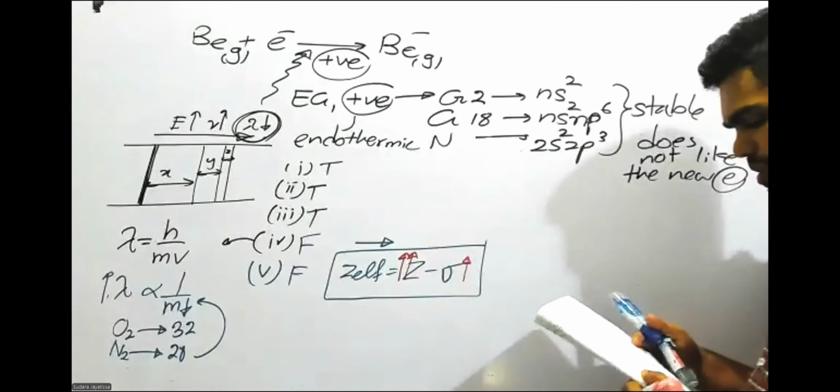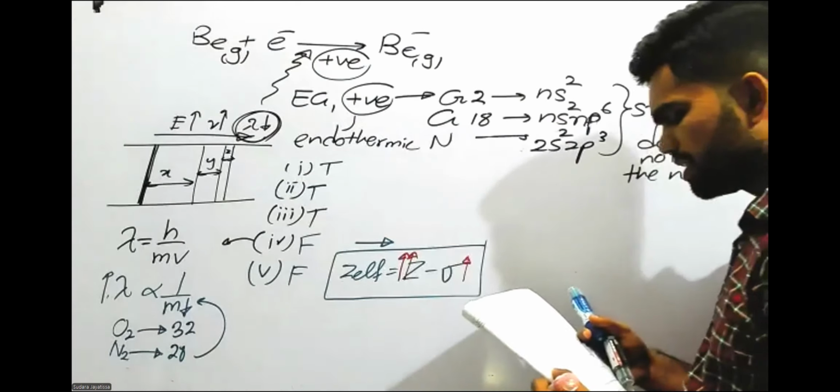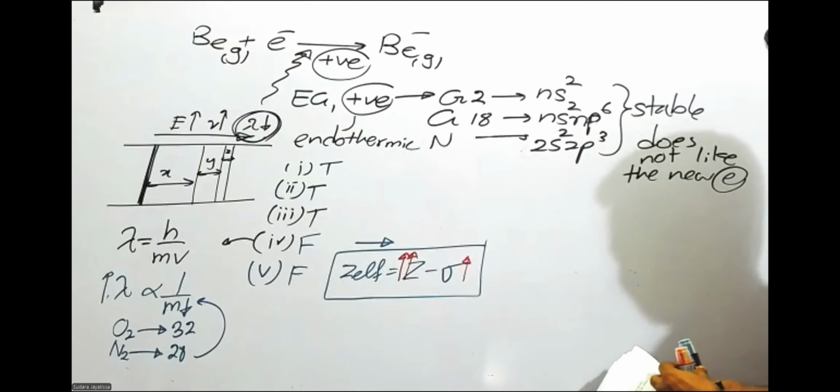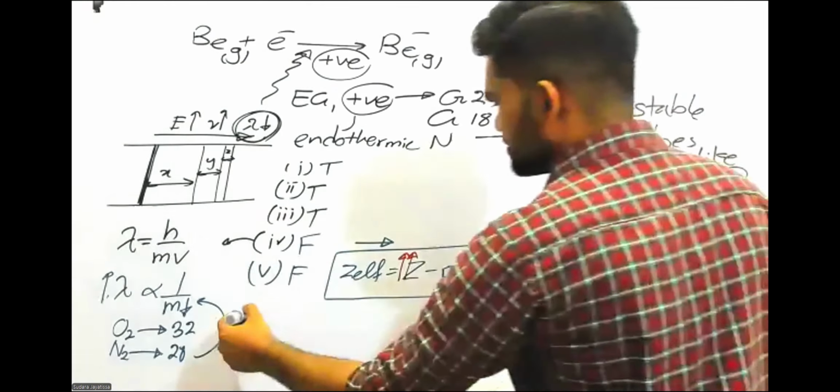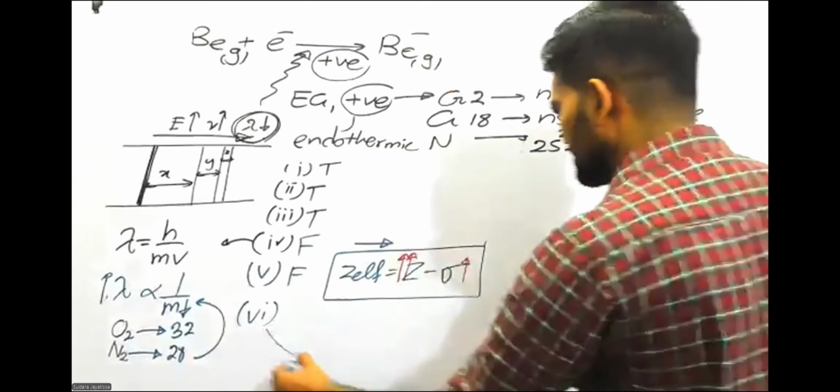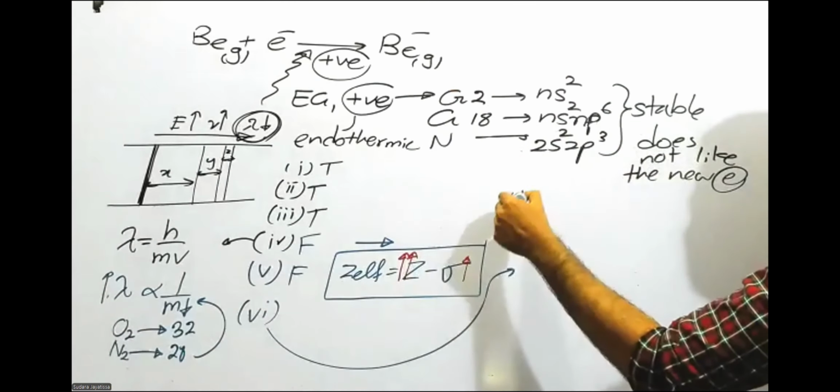And the last one, all CO bonds in H2CO3 are equal. All CO bonds in H2CO3. So to give an answer for this one, let's draw H2CO3.